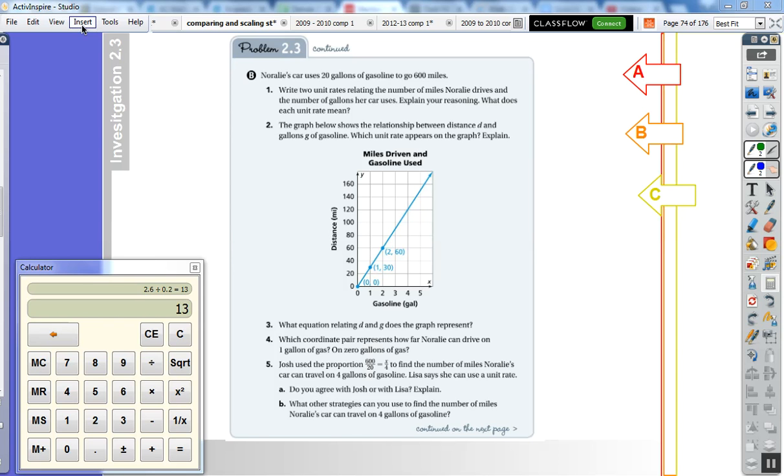We're continuing our journey of summarizing question 2.3, comparing and scaling.